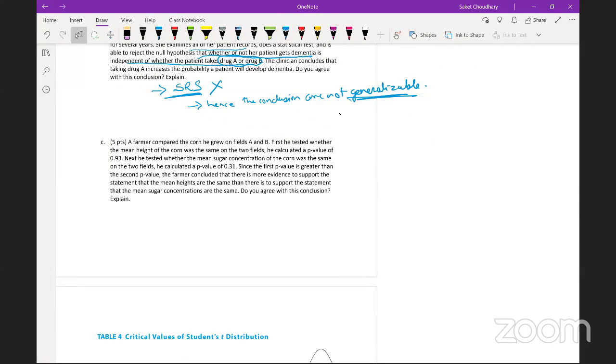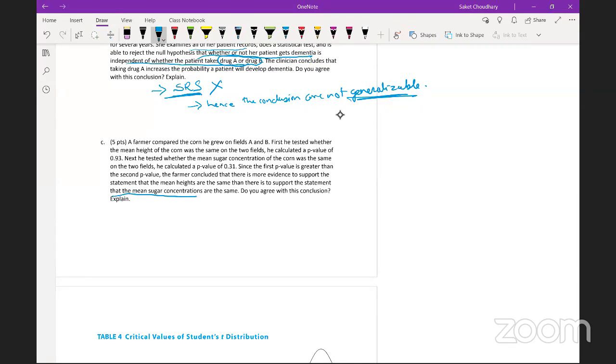Okay. We move on to the final problem, which I think some of you ended up getting wrong. The problem talks about doing 2 different hypothesis tests. One test is based on the height and the other test is based on sugar concentration. The final conclusion is that one of the p-values is 0.93, the other p-value is 0.31. So the farmer is concluding that there is more evidence to support the statement that the mean heights are the same than there is to support the statement that the mean sugar concentrations are the same.